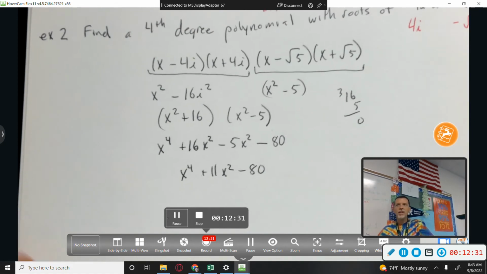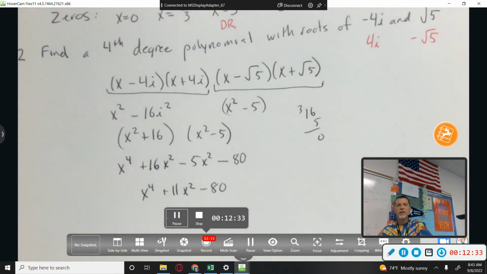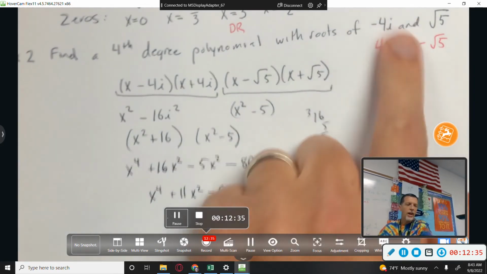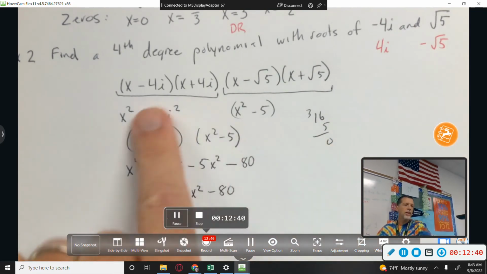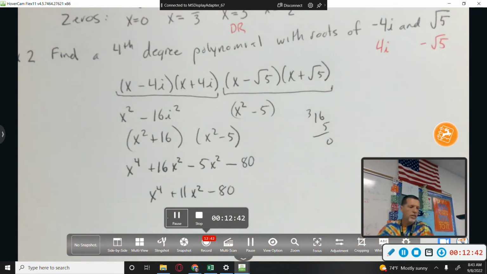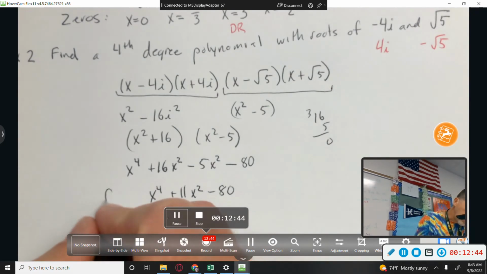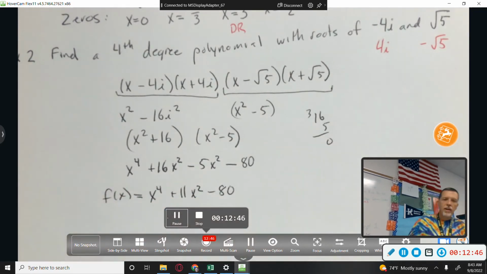So that covered a lot of stuff in there. It wasn't a hard problem per se, but we had to know the conjugate pair theorem, that they come in pairs, and then we had to do a lot of foiling and be careful with the foiling. I suppose I should probably also put an f of x equals or y equals on that.